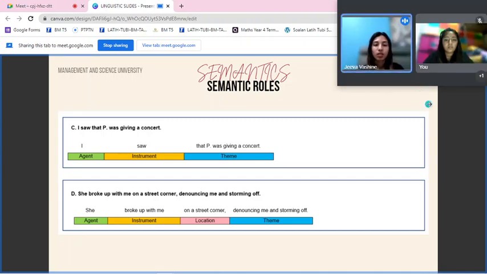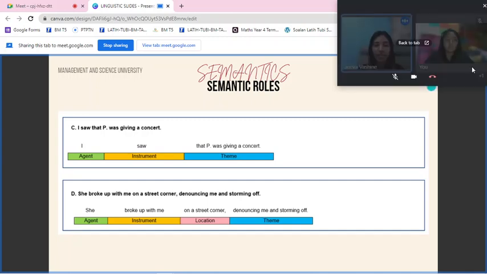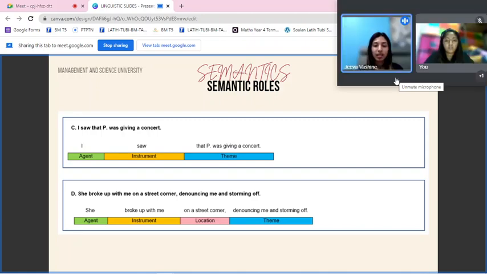Okay, so for the semantic roles, there are six types, if I'm not mistaken. Which are agent, theme, instrument, experiencer, and location. So I guess there are five. The agent is the entity that performs the action.